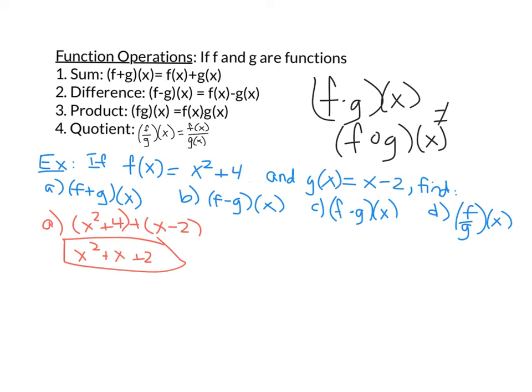Okay, so then for part B, the difference, we are going to subtract those. Just be careful about the algebra there. We get x squared plus 4 minus x minus 2. Biggest mistake in this one is this negative. Make sure that you distribute that negative to the 2 there. We end up getting x squared plus 4 minus x plus 2. And final answer is x squared minus x plus 6.